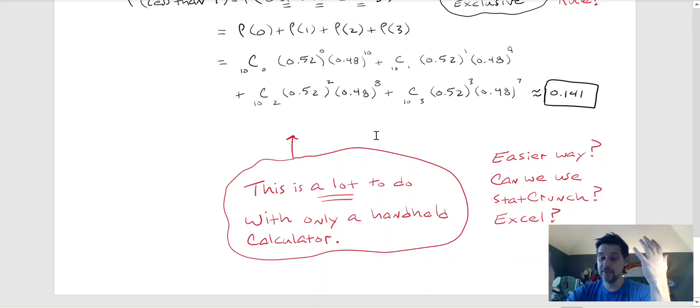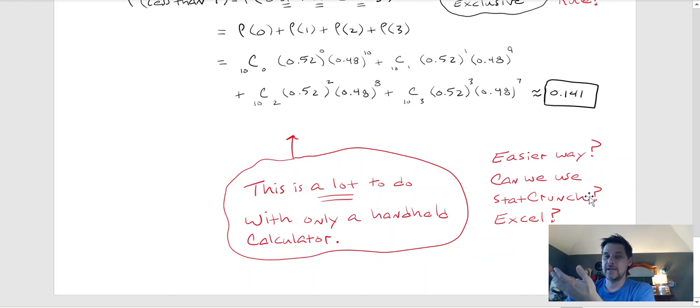Somebody may give you that formula and expect you to know it. If you're using MyMathLab, it may come up. The help feature may give it to you and tell you to do it that way. Everybody should see it as part of the class, okay? It's not easy, though. It's not easy to do things that way. As it says here, that's a lot to do with only a handheld calculator. Is there an easier way? Can we use StatCrunch? Can we use Excel? Okay, so yeah, let me show you how to do that.